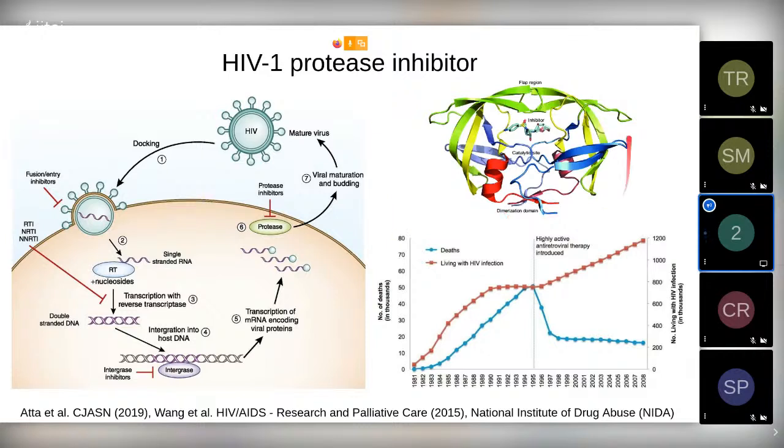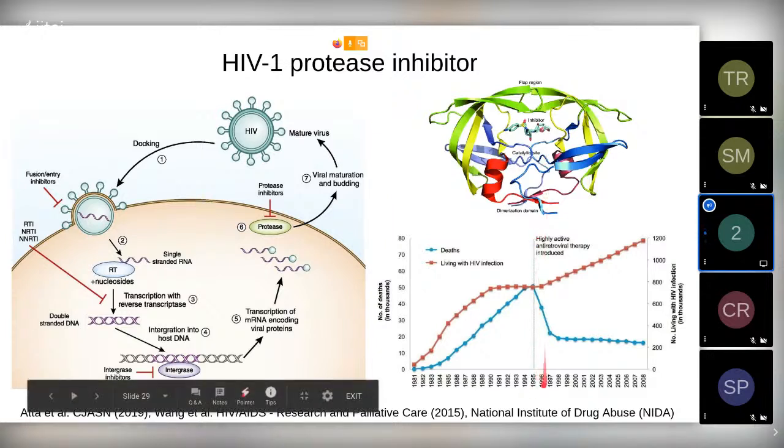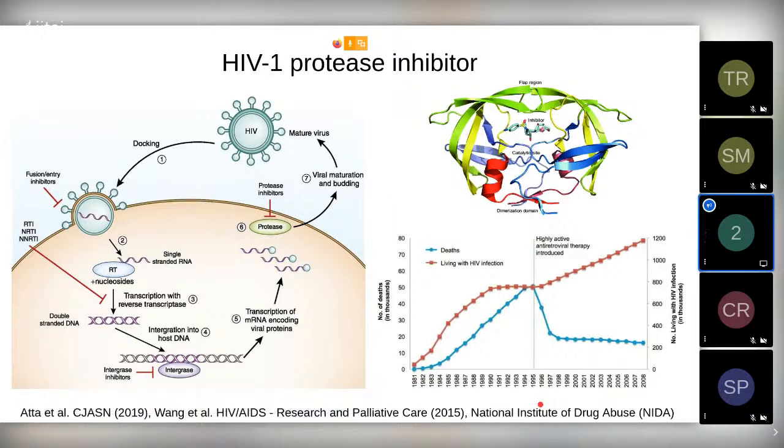Here you can see the structure of the protease, and here it is complexed with an inhibitor, which is a drug that reduces the capability of the protease enzyme. When the protease inhibitors were introduced in around 1995, it significantly reduced the mortality from HIV disease.